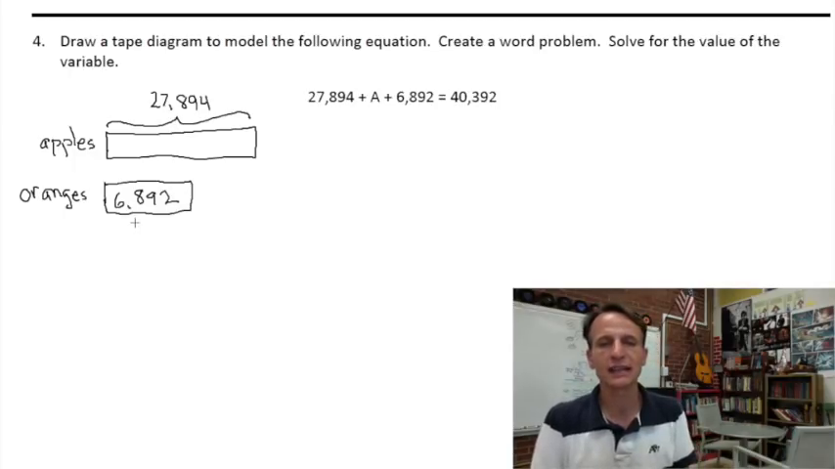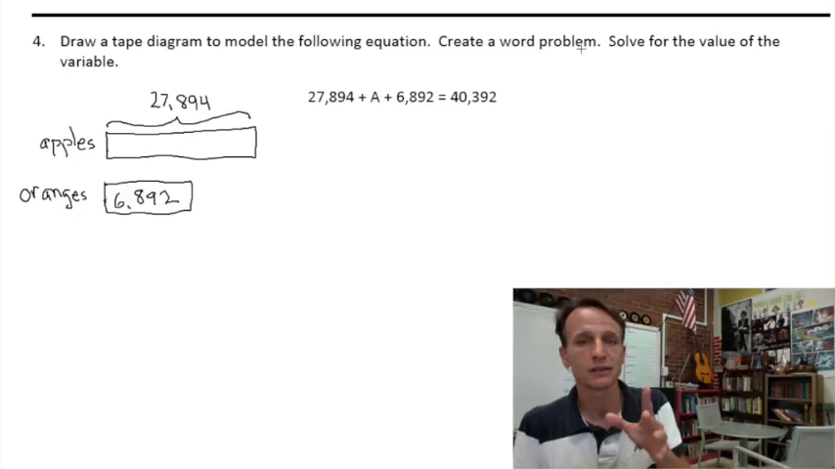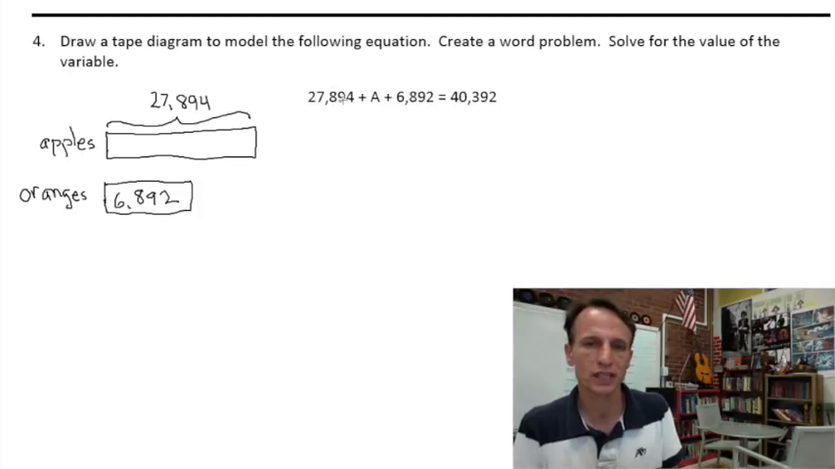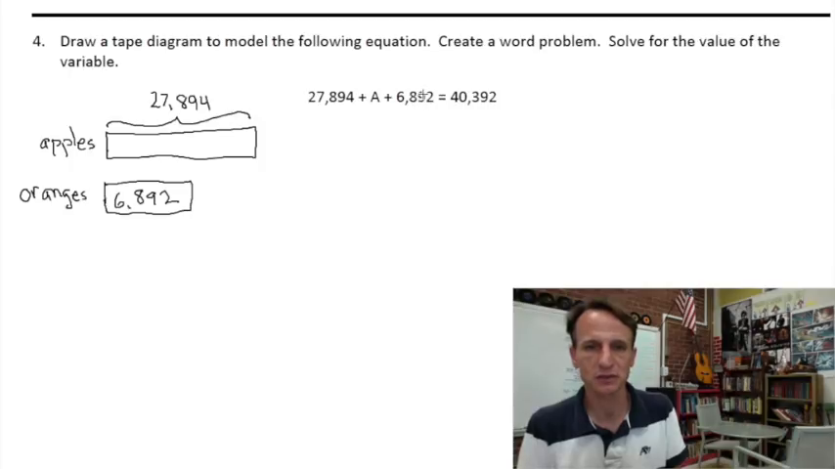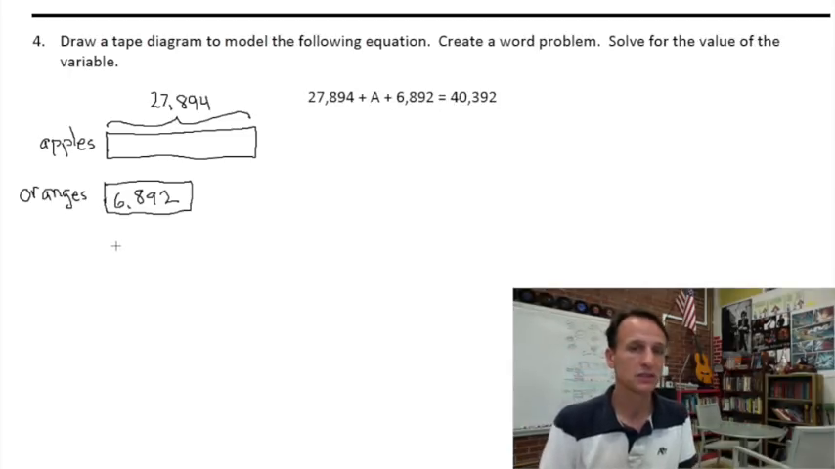And then this A, well, you know what? Just so I know how to draw A, let's do a quick estimate. Let's round to the nearest thousand on these. This will be 28,000. This will be 7,000. Together, 28 and 7 is 35. And our total is 40. So 40 minus 35 is 5. So A is probably going to be smaller. So I can draw that tape smaller. And how about we do, I don't know. Oh, let's do kiwi.